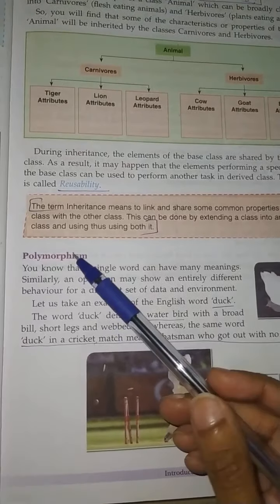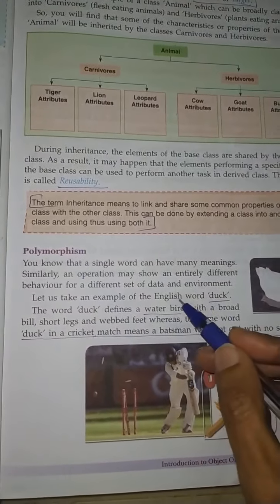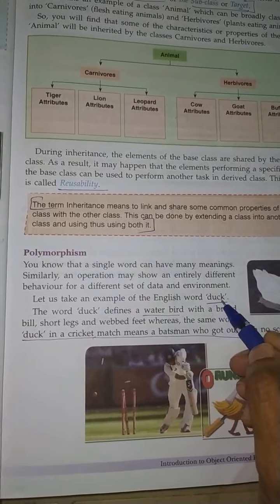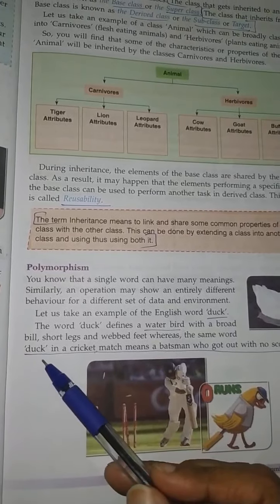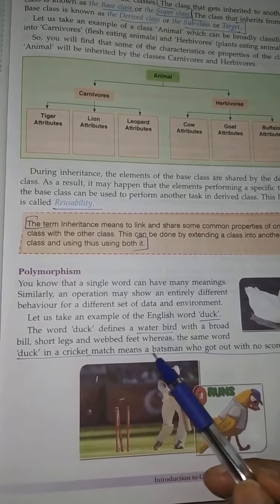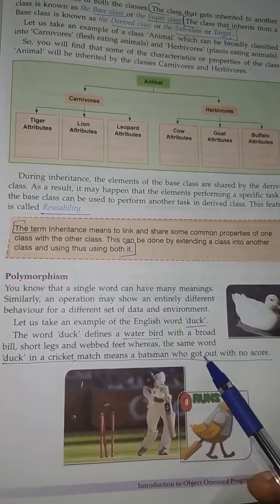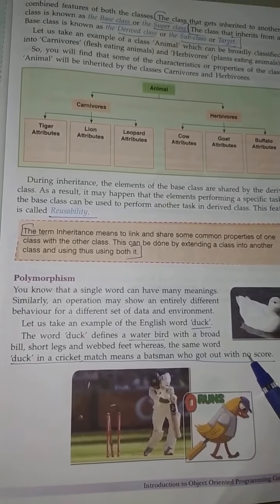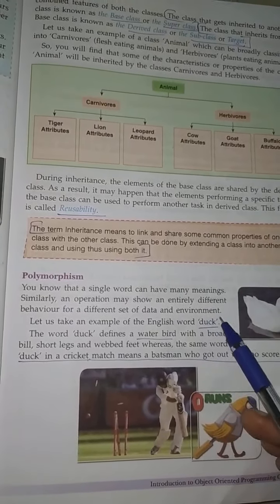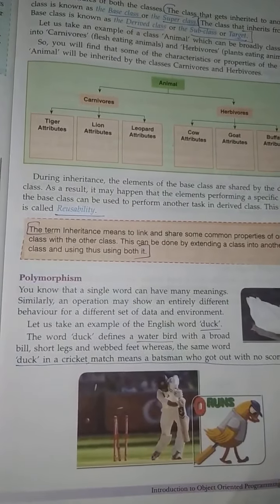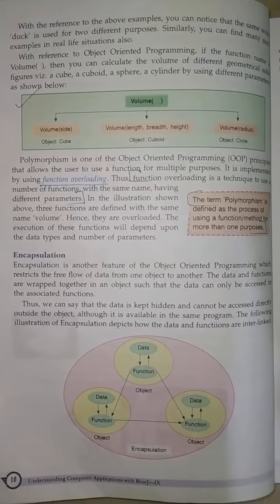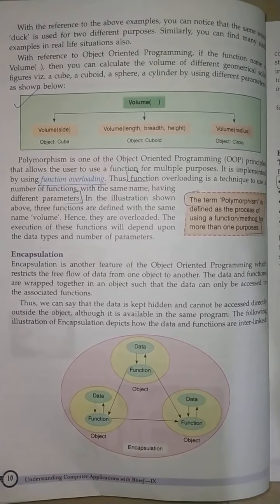And the third one is polymorphism. For example, the English word duck. It has 2 meanings. One is a water bird and the second meaning, in cricket, is a batsman who got out with no score. So by using the same name, we have 2 different meanings, right? That is called polymorphism.